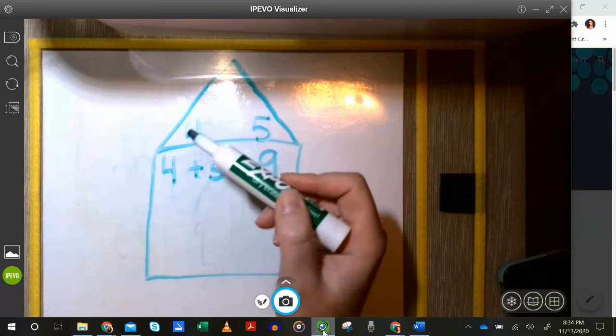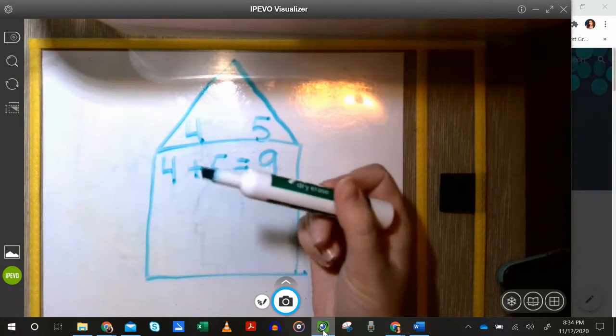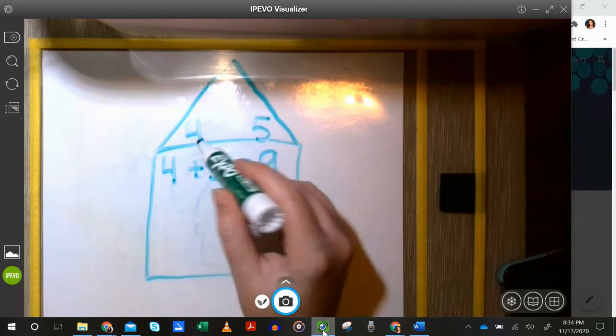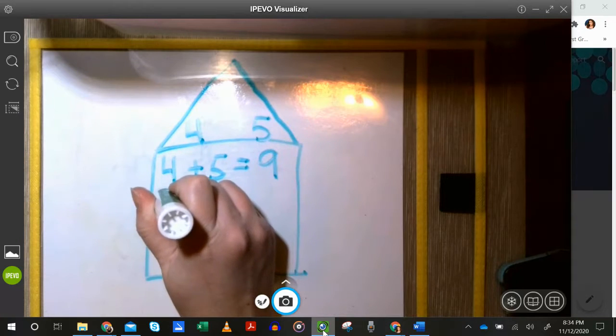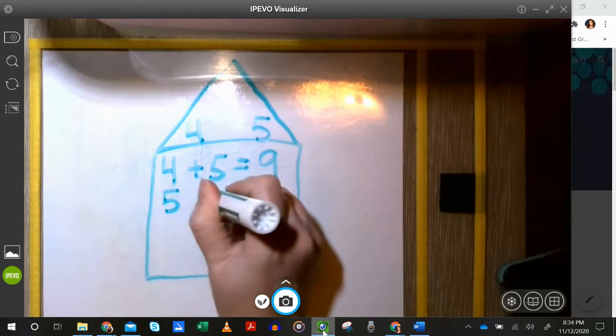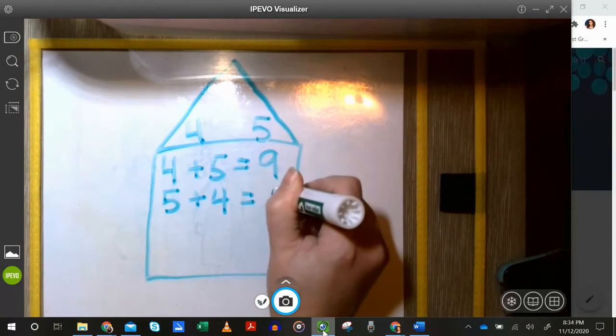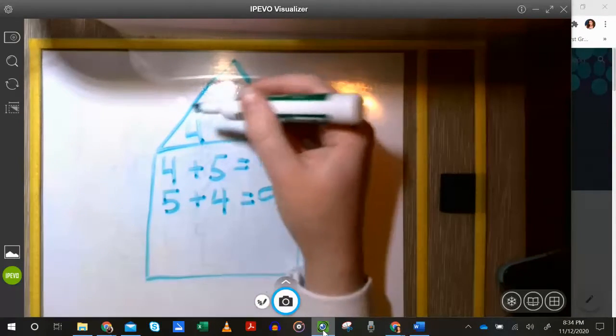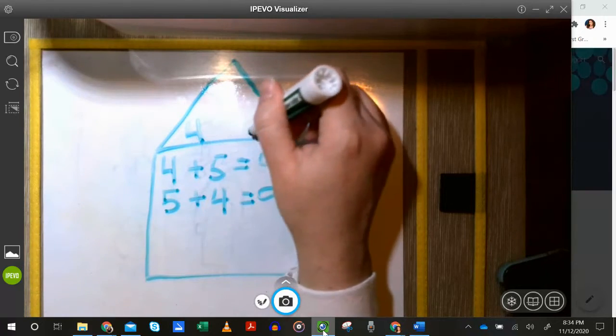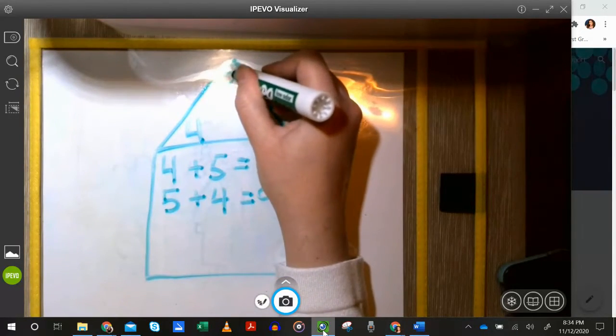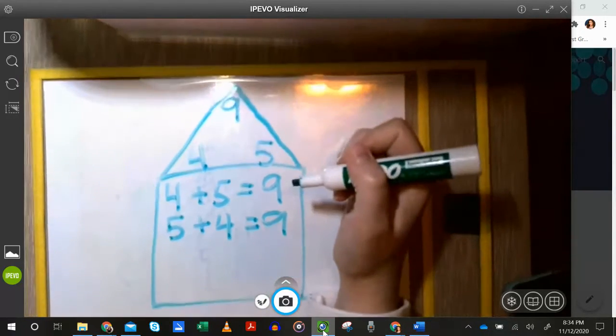And we can add in any order. Okay, so just like we could look at Jackson first, or we could look at Emily first, we can look at our 4 first, or we could look at our 5 first. So let's look at our 5 first now. 5 and 4, we still make 9. So we could say this 4 and 5 are part of the 9 family.